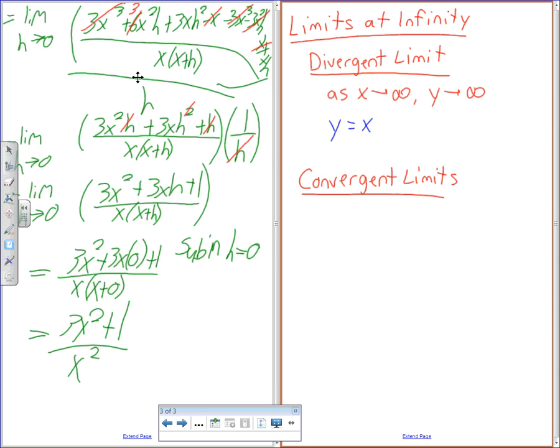This would be as x approaches infinity, y goes to k, where k is a real number. And that's what we're talking more about today. So as a graph goes on to infinity. Now, limits at infinity is what has caused many mathematical problems over the years.